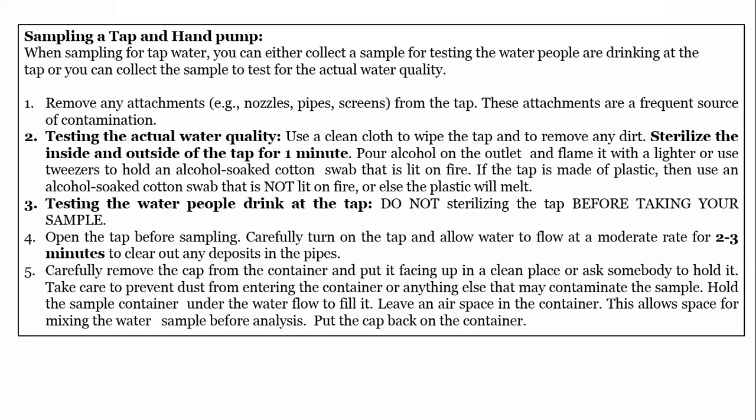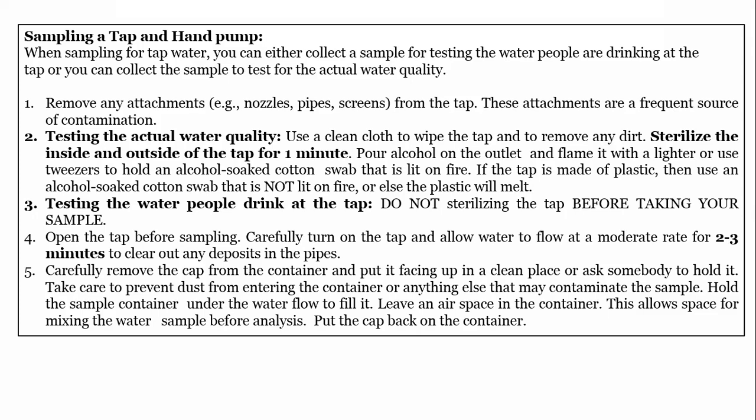So the first one, it means that you are going to test for actual water quality from the source, you need to be able to clean up the tap. The opening of the tap, you're going to sterilize it, inside and outside, for about 1 minute. And you're going to pour alcohol on the outlet, and then you put a flame. You see the image later on. You put the lighter flame on it, and you have to put this flame for about 1 minute or so. You pour alcohol on the head tap and you flame it.